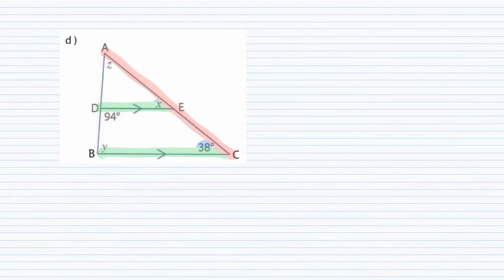We've got our parallel lines in green, our red going along, therefore that angle and that angle must be equal. Now let's work out how we're going to write this down. So x equals 38. Well, that's a statement. We can make our statement.